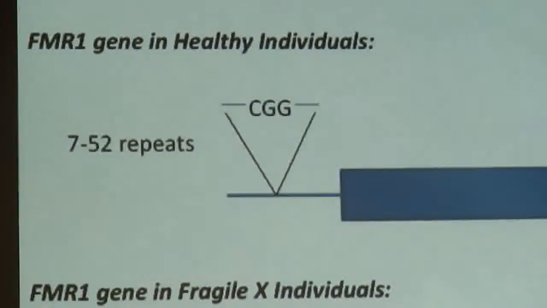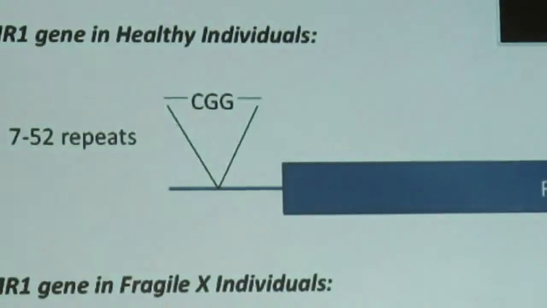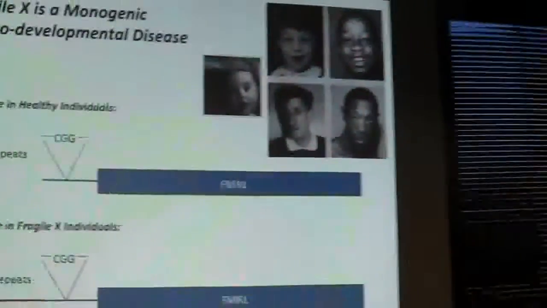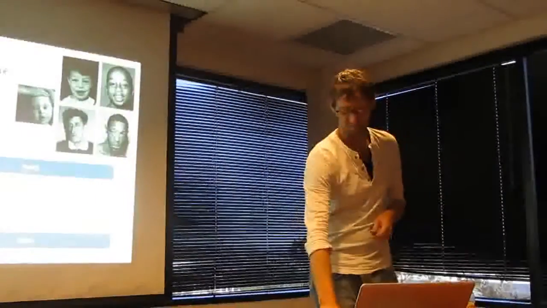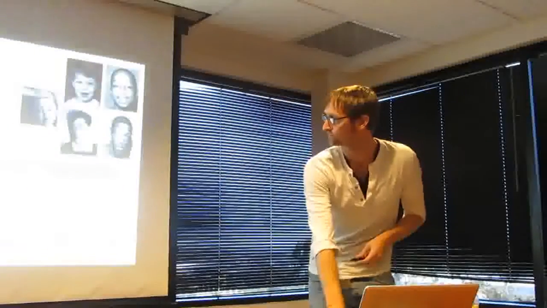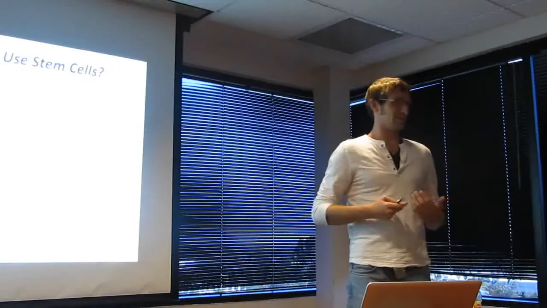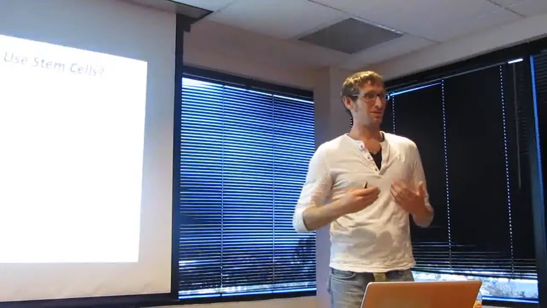And like I said, it just kind of messes up the control center for the gene. So eventually you don't get the active form of the protein. So we know a little bit about these diseases. How can we use stem cells to learn enough to have some application?